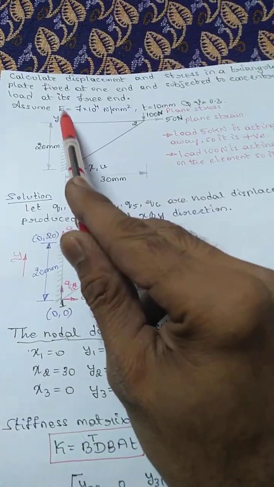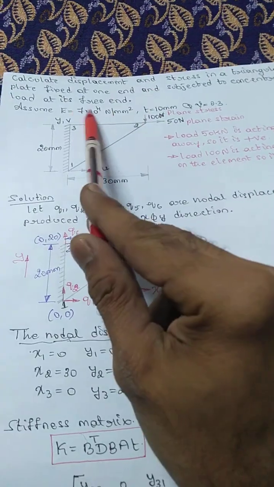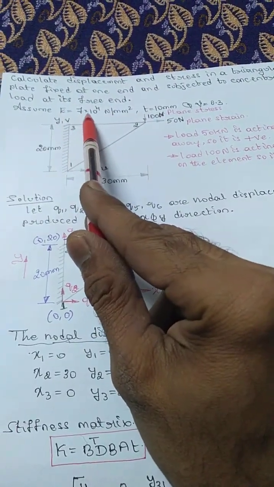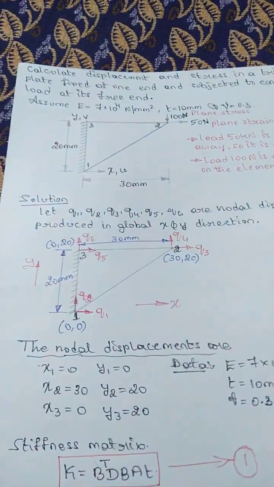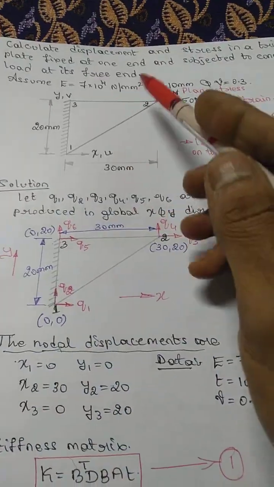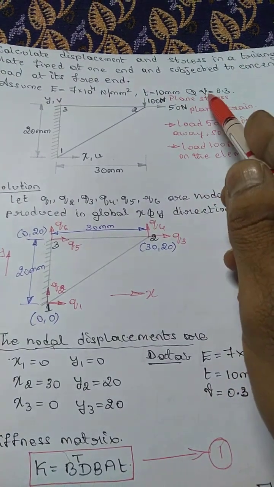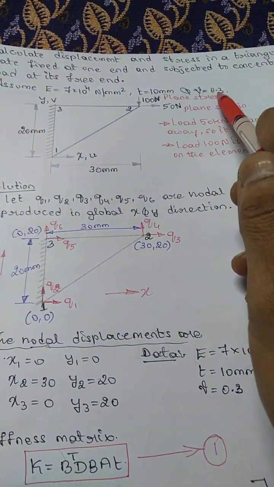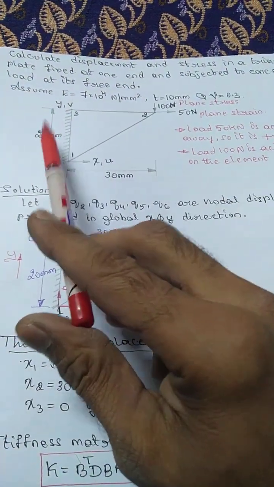The assumptions we have to make are given in the question paper. So E is equal to 7 into 10 to the power 4 Newton per millimeter square, the thickness of the plate T is 10 mm, and Poisson ratio is equal to 0.3. Now this is the given sketch.